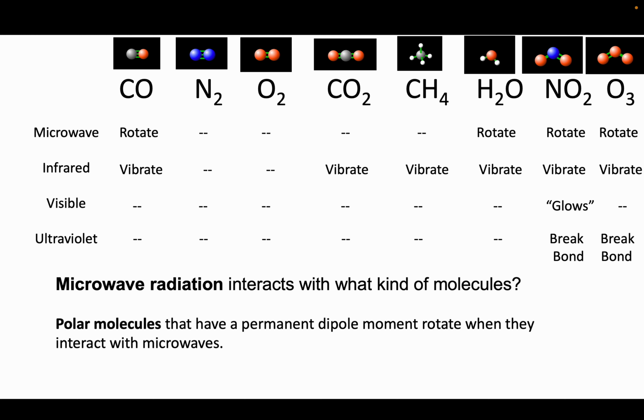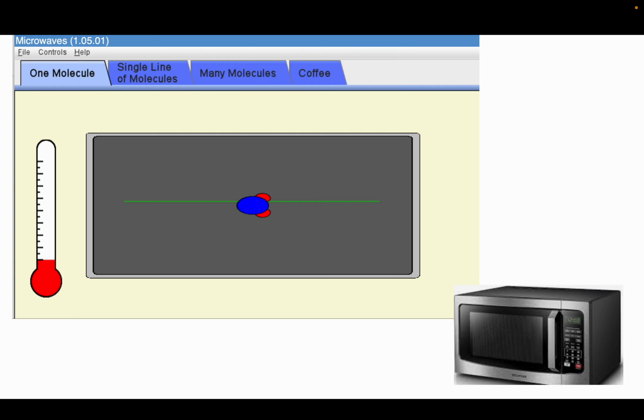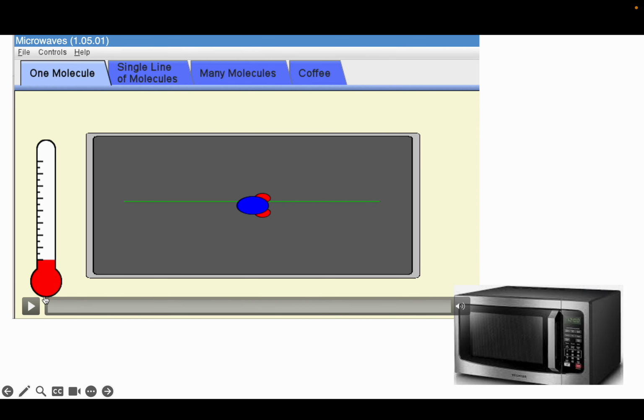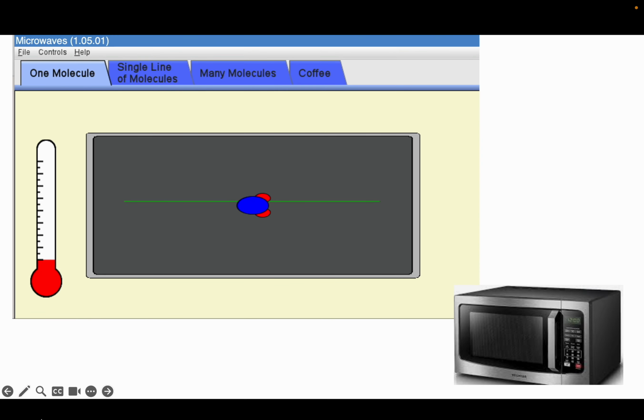All of the ones listed for interactions with microwaves were polar molecules. They all have a permanent dipole moment, and they rotated when they interacted with the microwaves. This particle motion, this is how a microwave oven works. If a microwave then interacts with a water molecule, it sets it in motion.